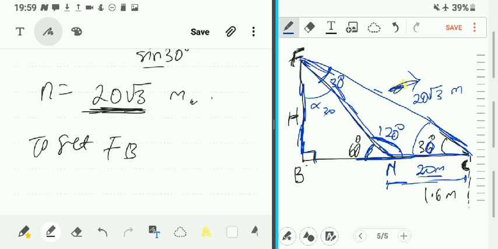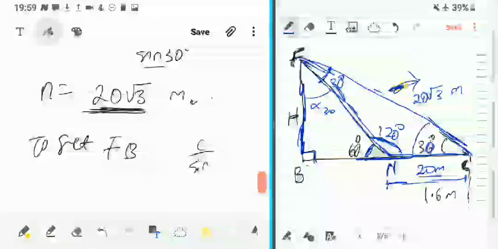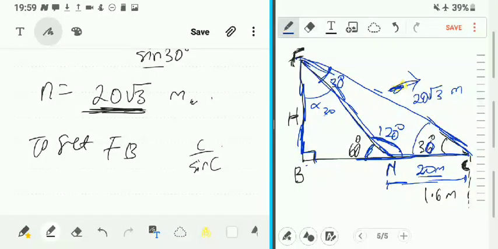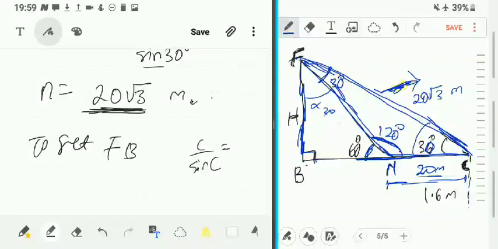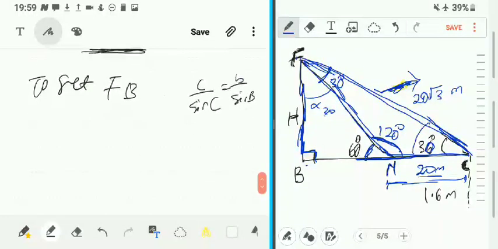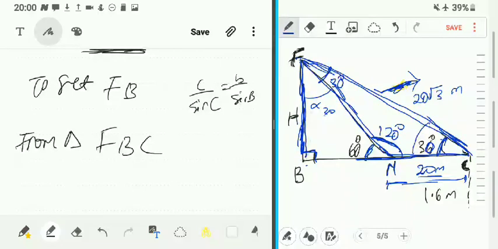If you use the sine rule, since you are looking for this side, that will be c over sine c, equal to what? Which side is fully given? We know this side already. We've gotten this hypotenuse here, and we know this angle as sine 90 degrees. So that will be B over sine B. You get your FB easily. But I think this SOHCAHTOA is very cheap for me. I'm looking for FB from triangle FBC. That's the whole triangle F to B to C.